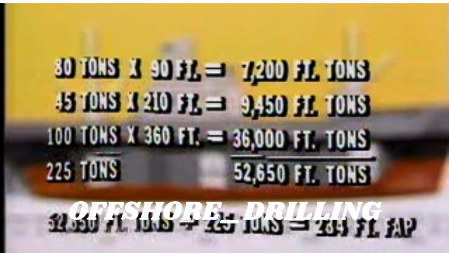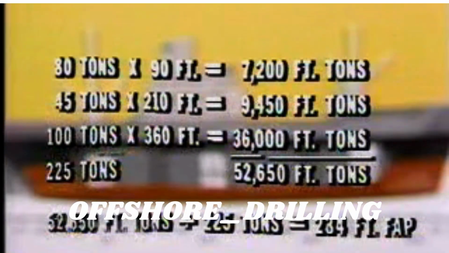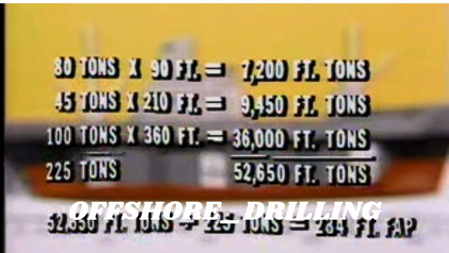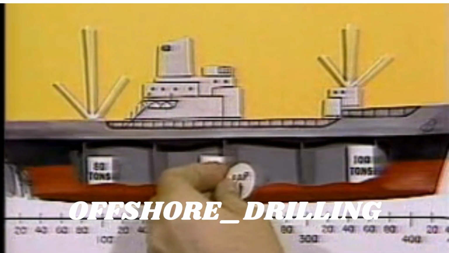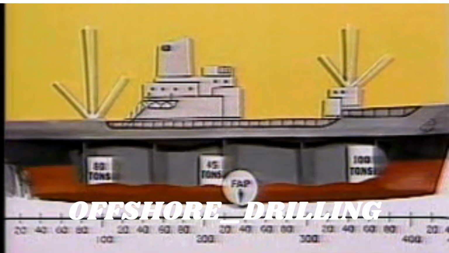The sum of these three moments is 52,650 foot-tons. Dividing this by the total weight loaded, 225 tons, we get a figure of 234 feet forward of the after perpendicular. This distance represents the point where the 225 tons of additional weight appears to act for purposes of calculating the trim of the ship.